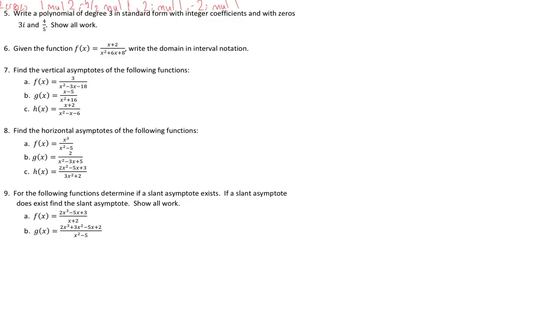Okay, so this one wants us to write a polynomial with degree 3 in standard form with integer coefficients in zeros, 3i, 4, and 4/5. It's degree 3 as well. That might be noteworthy. So we need to figure out what the polynomial is. So we can use a couple of our zeros. We know that 3i is a 0, so it gives us this part. We also know that if 3i is a 0, negative 3i will also be 0.